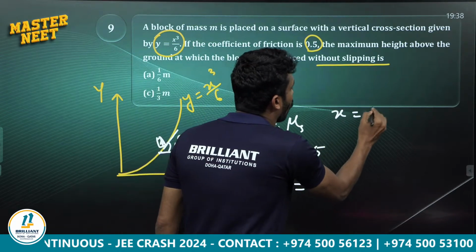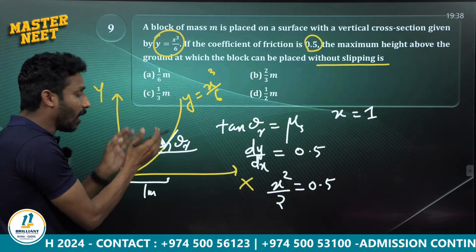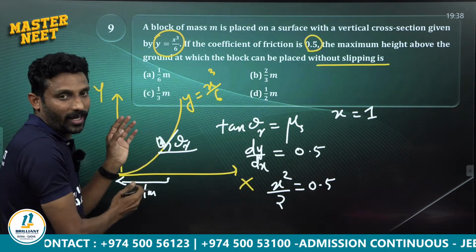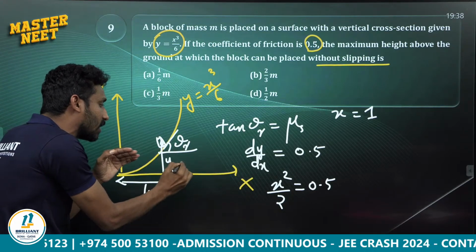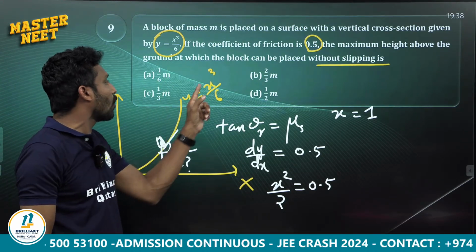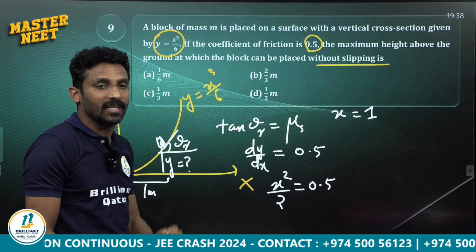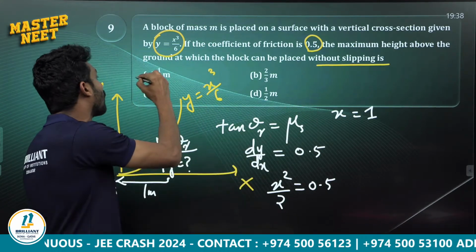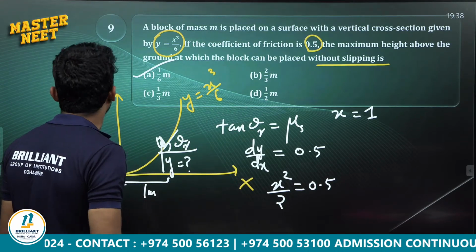X equal to 1 means at x equal to 1 the object begins to slide. Then the height is asked here, the corresponding y value. We have y is equal to x cube by 6 and the x value is 1, so it is 1 cube by 6, that is 1 by 6. The answer is very clear, which is option A. Understood? Yes. Now the final question here.